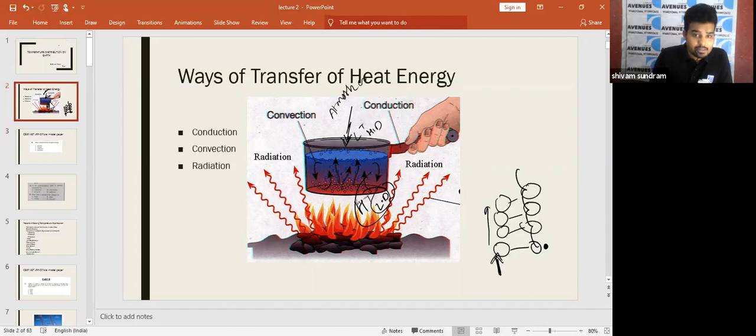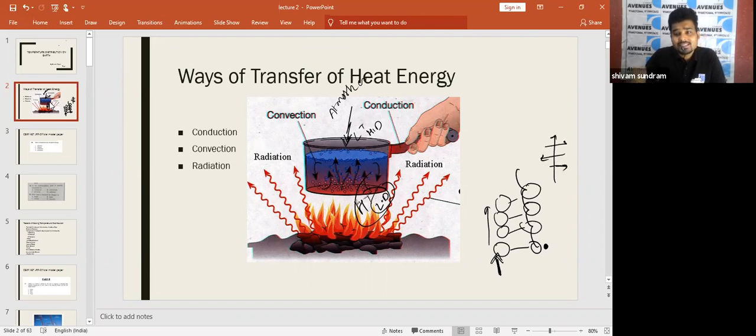Now what is radiation? Radiation is basically a kind of electromagnetic wave, which requires nothing at all. No material medium is required for the movement of radiation. Basically it is an electromagnetic wave, and it moves in the direction of propagation, and here the vibration is always perpendicular to the direction of propagation.